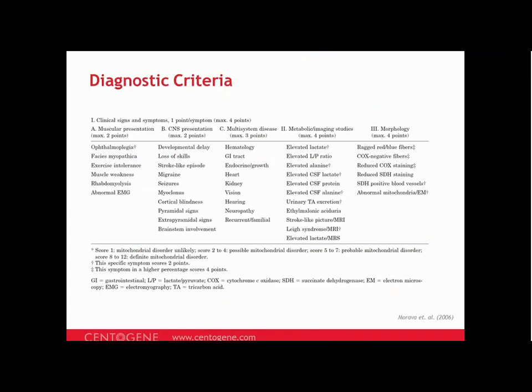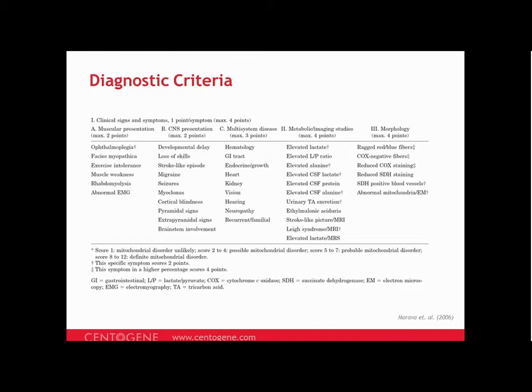Here I would like to share another approach, published by Morava and colleagues in 2016. This diagnostic criteria is quite useful because it gives scores according to three main categories: clinical signs and symptoms, for which you can get a maximum of 7 points, metabolic and imaging studies, a maximum of 4 points, and morphology studies, a maximum of 4 points.